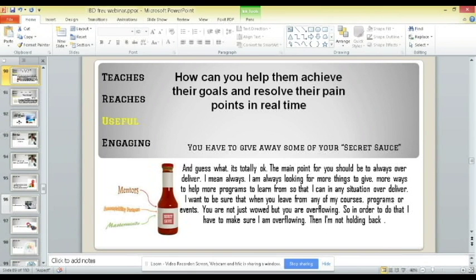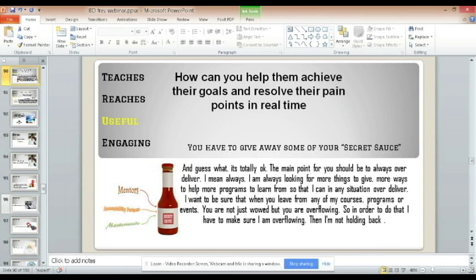Know how you can help them achieve their goals and resolve their pain points in real time. You have to give away some of your secret sauce, people. And guess what? It is totally okay. The main point for you should be always, always, always over deliver.